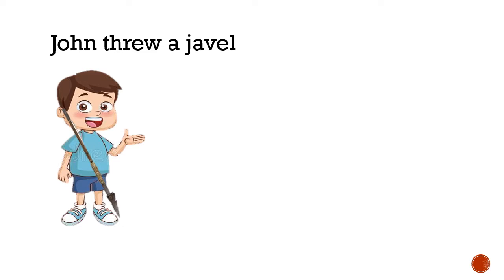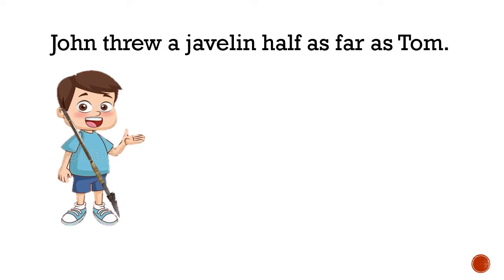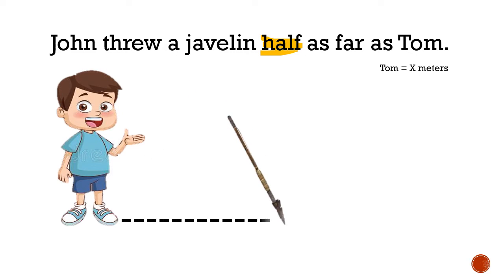Next we have, John threw a javelin half as far as Tom. Take note, Tom is equal to X meters, or just simply X. So what do we mean by half? Have you an idea? Okay. John threw a javelin half as far as Tom, so we denote half as 1/2 X meters. We can write it as X over 2, but we will be using 1/2 times X meters to make it simple, because we know that 1/2 is just half.